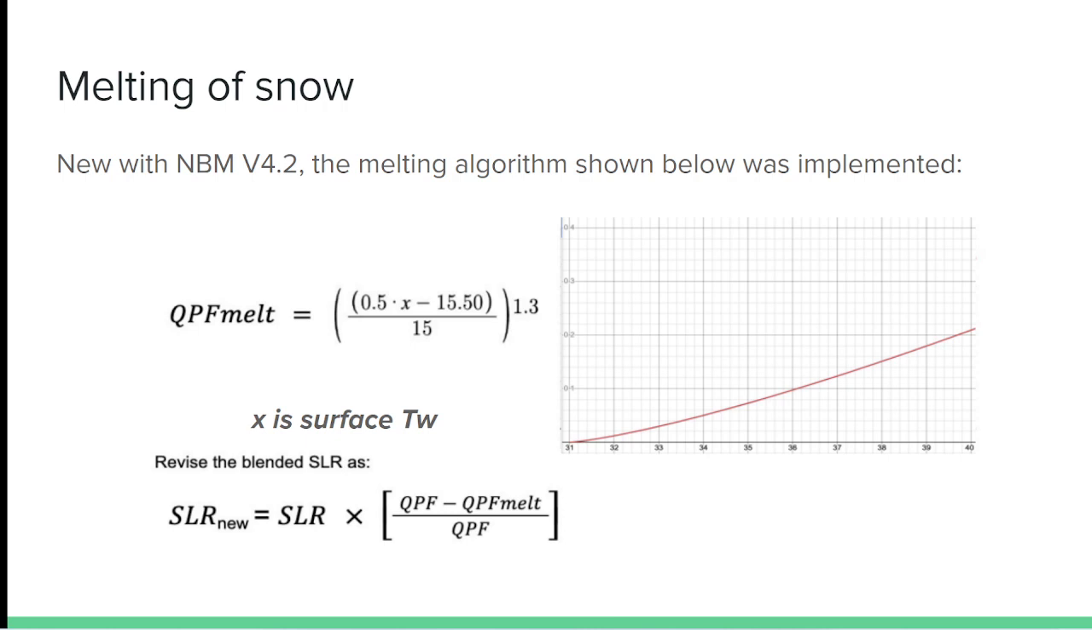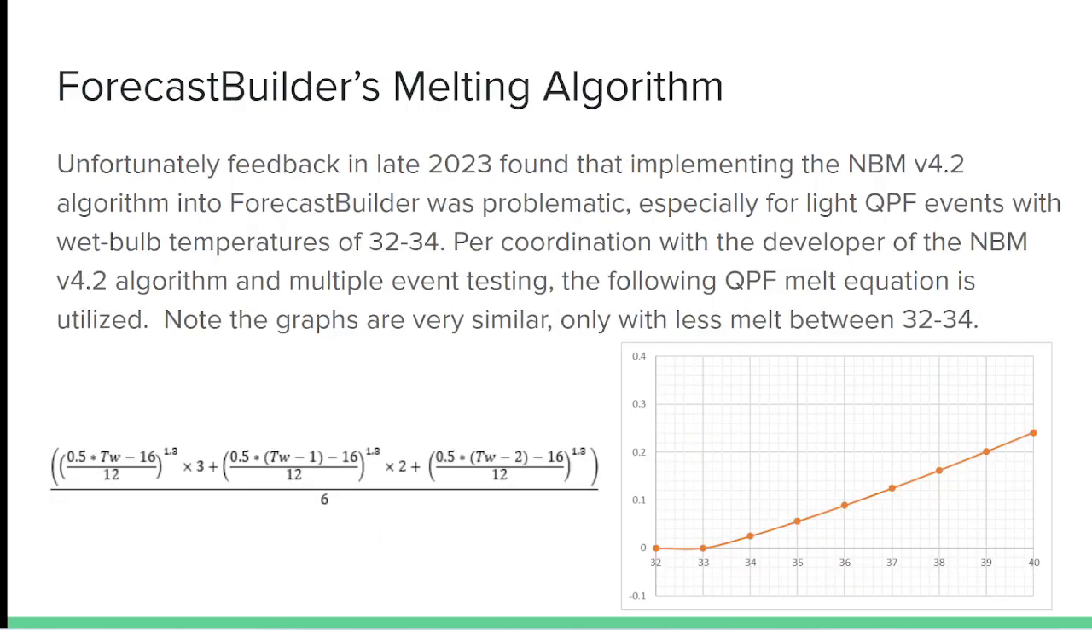This algorithm simply reduces the SLR, or snow to liquid ratio, depending on what the surface wet bulb is and how much QPF is forecast. Versus previous ForecastBuilder and NBM versions, this algorithm now can show snow accumulating in heavy QPF cases with a wet bulb temperature up to 40 degrees Fahrenheit.